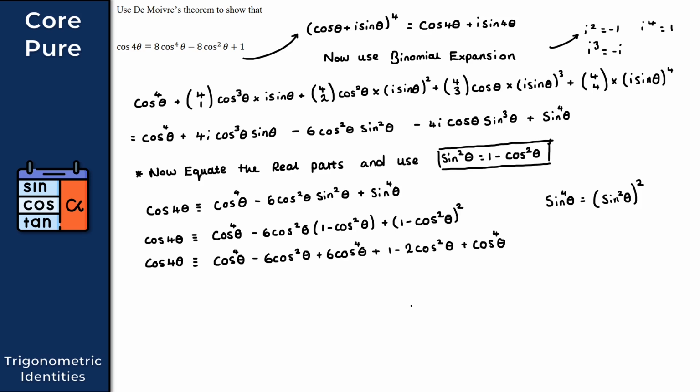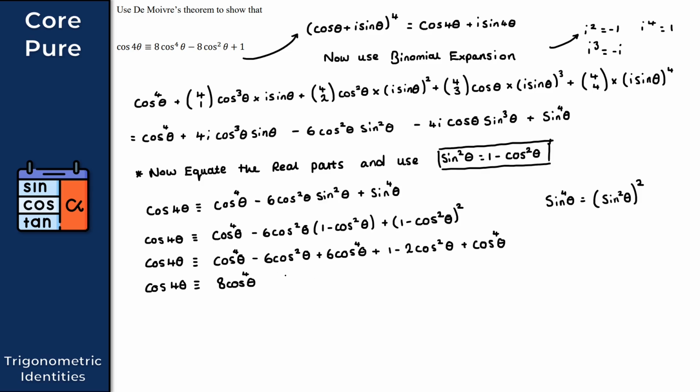Like so. And then finally here, one final simplification. So cos 4 theta is identical to, so we've got cos theta to the 4, 6 cos theta to the 4, and then finally cos theta to the 4. So once we simplify those, we get 8 cos theta to the 4, like so.